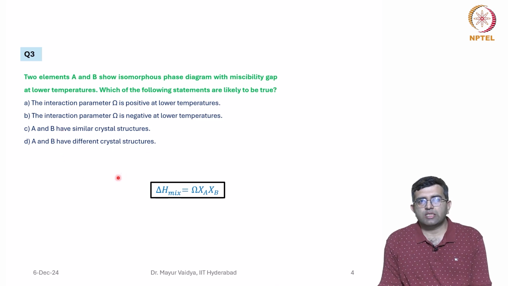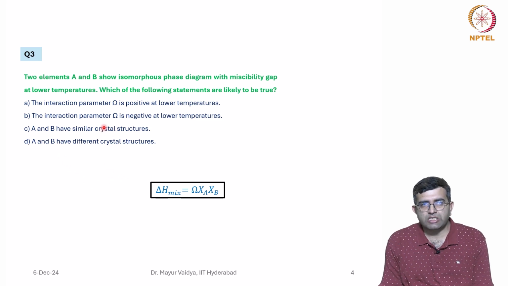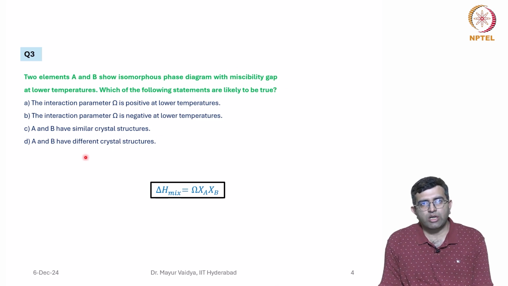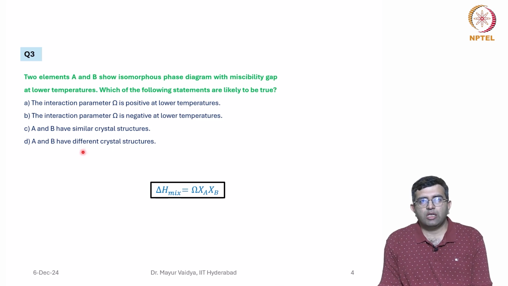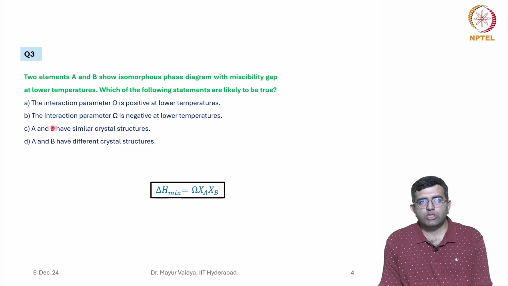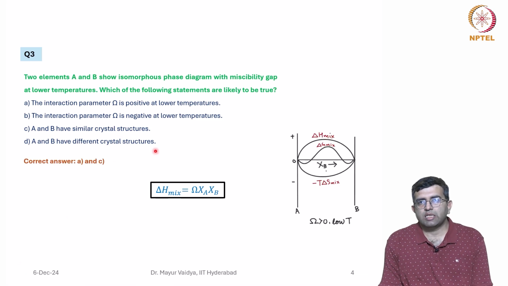Now, usually, as we have seen in our slides, when A and B form an isomorphous phase diagram, they have similar crystal structures. Remember, they only have a miscibility gap at lower temperatures. At higher temperatures, above the miscibility gap, they exist as a single phase solid solution, which usually happens when you have a similar crystal structure. So, the correct options here are A and C.